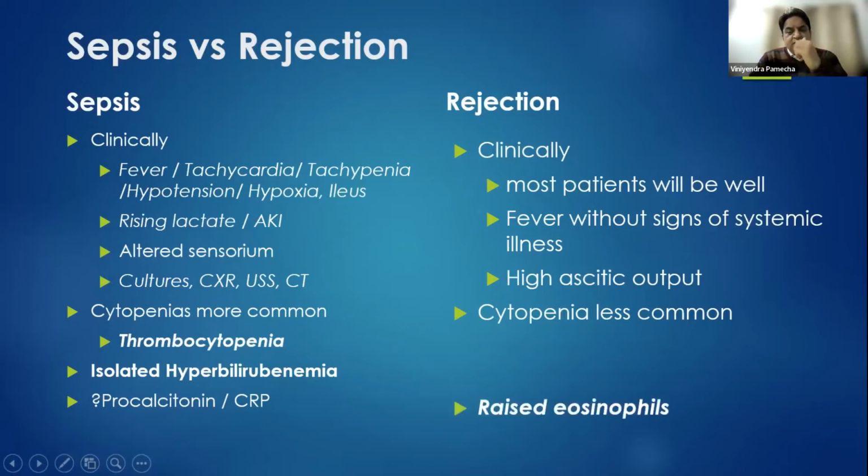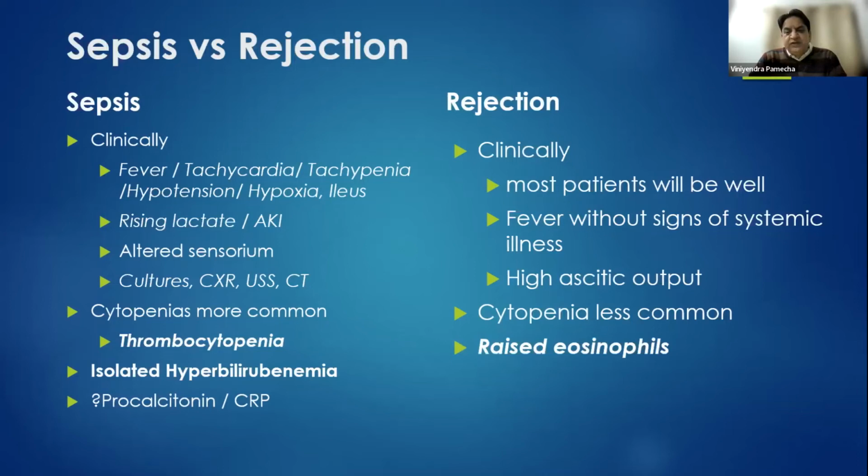In rejection, most patients will be clinically well. Fever may be there. There will be higher cytokine output. Their cytopenias will be less common, but there will be raised eosinophils, and there will be doubling of transaminase.